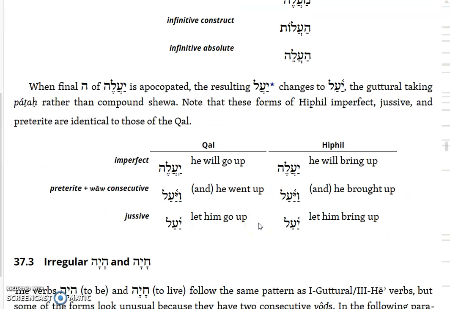And again, here's a review of the forms that are identical. Ya'aleh, he will go up, and ya'aleh, he will bring up, he will cause to go up. And then vaya'al can either mean "and he went up" or "and he caused to go up," or "he brought up." And then ya'al jussive, let him go up, and ya'al, let him cause to go up, let him bring up.